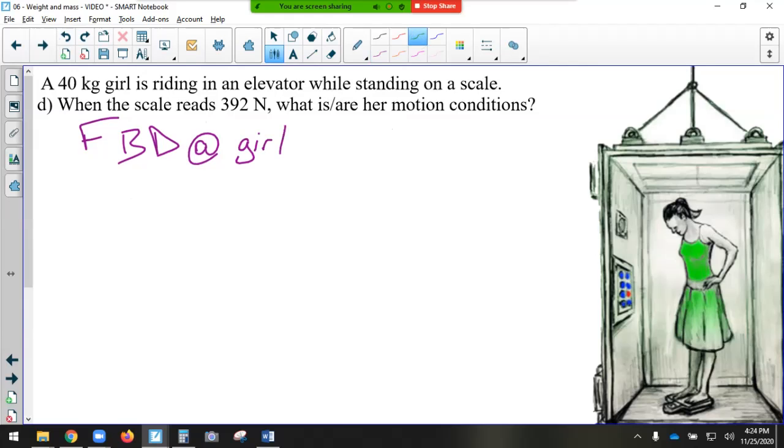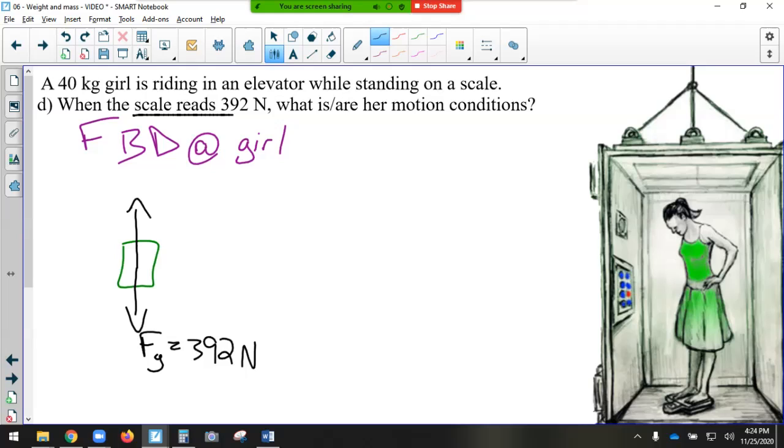Here's my girl in the green dress. She has weight still, and we know her weight is 392 newtons, and she has a normal force. This time it says when the scale reads 392 newtons, so that means her normal force is also 392 newtons.